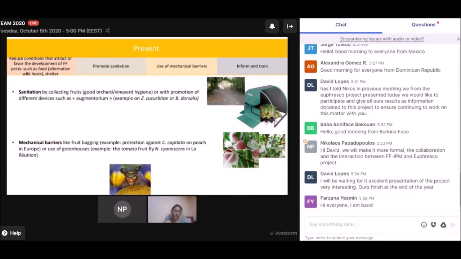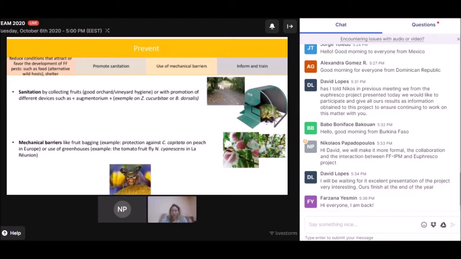Then you also have to prevent, so promote sanitation, reduce the conditions that attract or favor the fruit flies by taking out alternative hosts, wild hosts which are around your field. But you also have mechanical barriers, like fruit bagging, like protection against Ceratitis capitata on peach in Europe, or greenhouses, like for tomato fruit fly in La Réunion. We are using greenhouses to protect from all the fruit fly invasions. I just put very few examples because we don't have time.